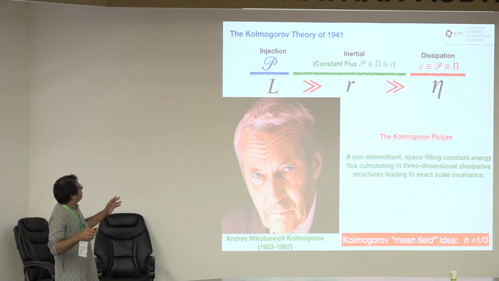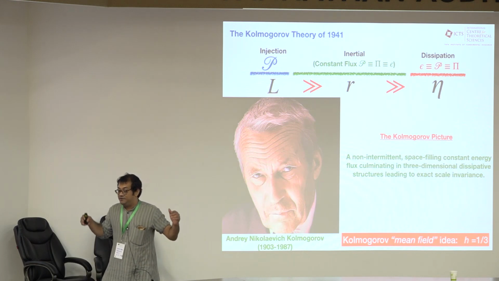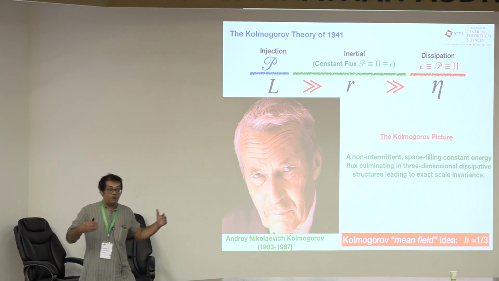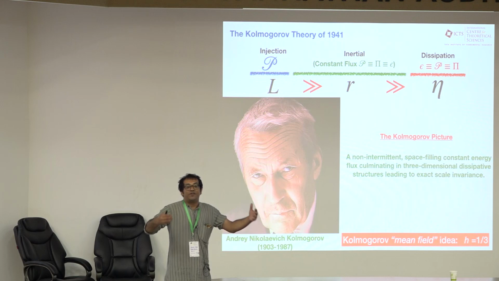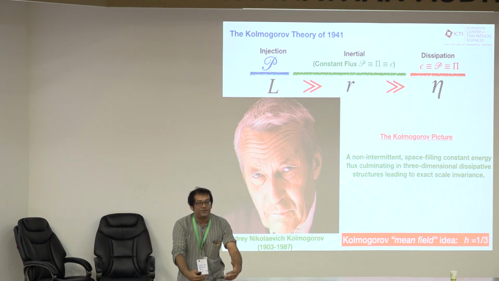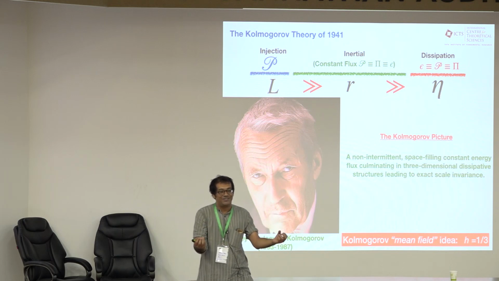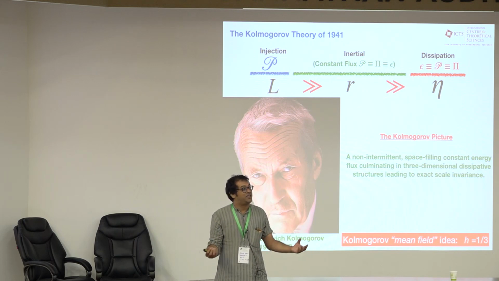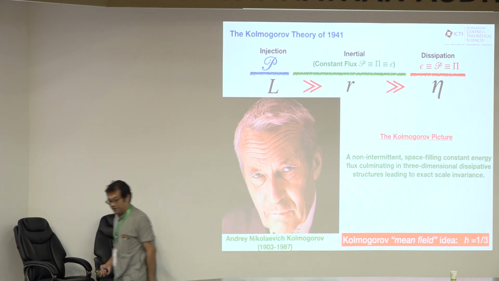So the Kolmogorov picture in a sentence would be that essentially turbulence is a non-intermittent process. There is a constant flux of energy, and this flux of energy, as it cascades through length scales, eventually accumulates on three-dimensional structures which are small enough for viscosity to be relevant, and the dissipation is happening on these three-dimensional structures.